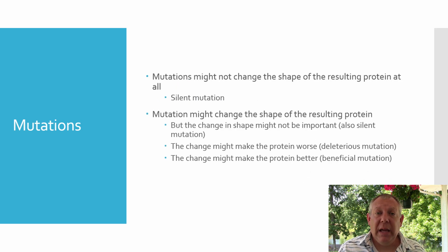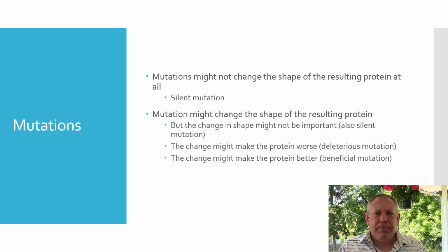However, the mutation might change the shape of the protein. But again, it's possible that the change in shape is not very important. And so you can change the shape of the protein and it still functions well. So that would also be a silent mutation. But it's possible that if you change the shape of the protein, now it doesn't work very well because the shape of a protein is tightly tied to its function. And so if you have a mutation that changes the shape of the protein, that's very likely to cause that protein to not work. But it's also possible that that protein can work a little bit better. And it doesn't have to be just enzymes, it could be any kind of protein.